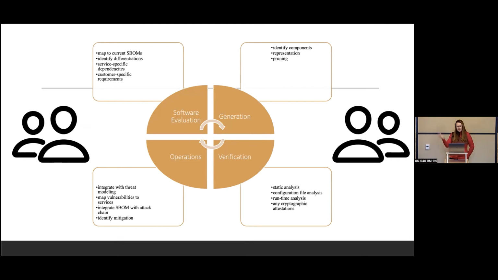So SBOM, depending on where you sit in the life cycle, is what it is. If you are generating software, then it's a documentation challenge. If you're verifying software, then it's a PKI issue. If you're operating software, then it's vulnerability management. And if you're evaluating software to purchase, then it's a software label.